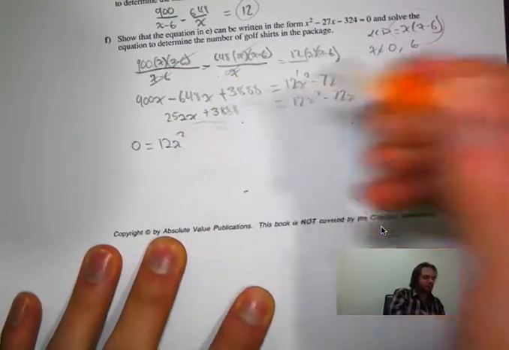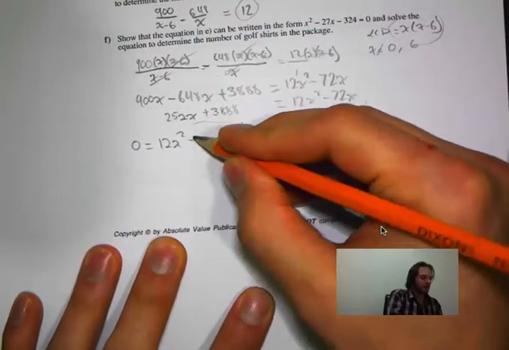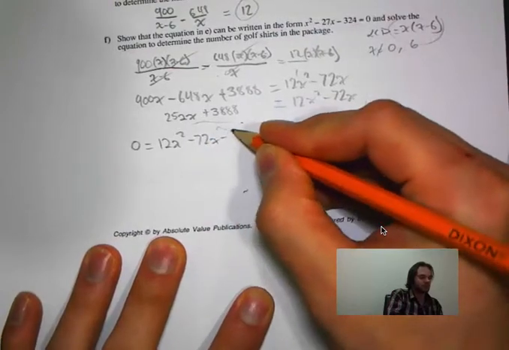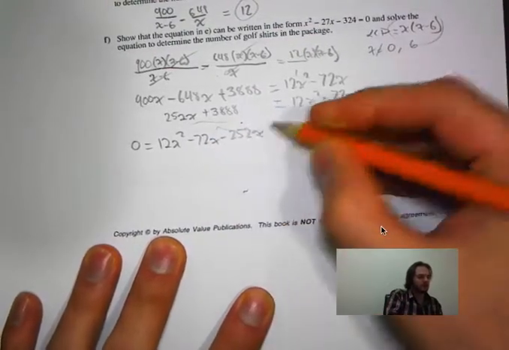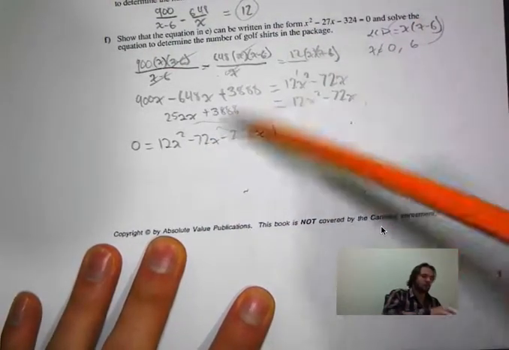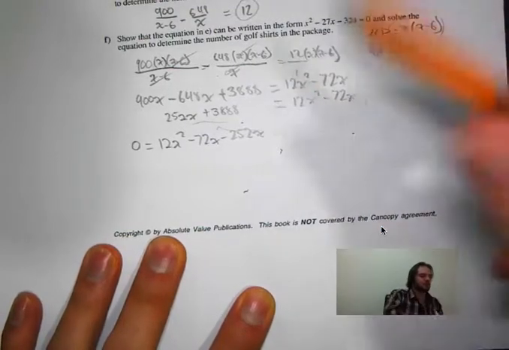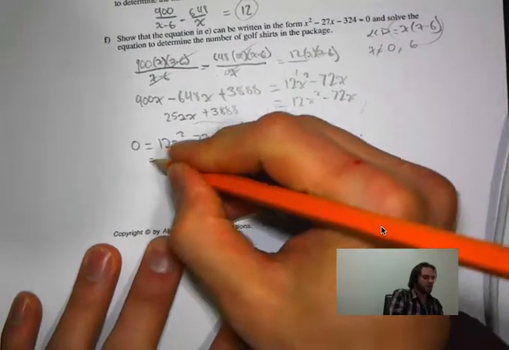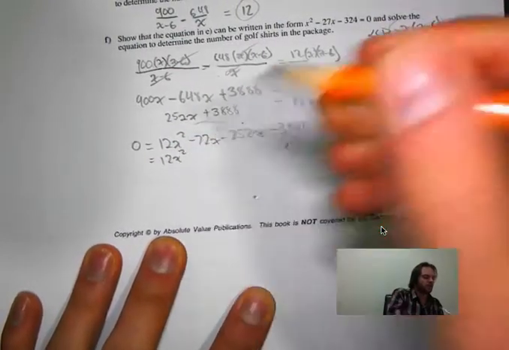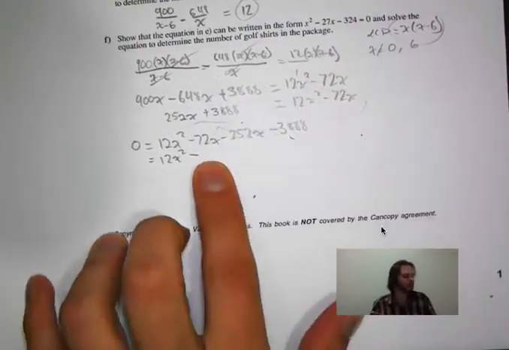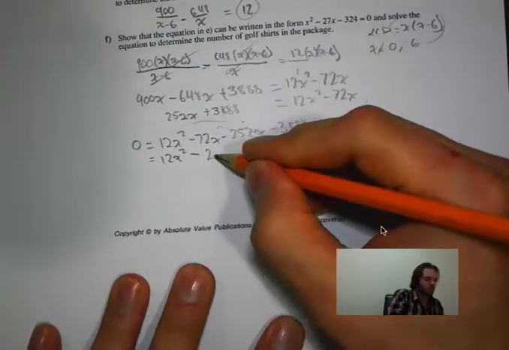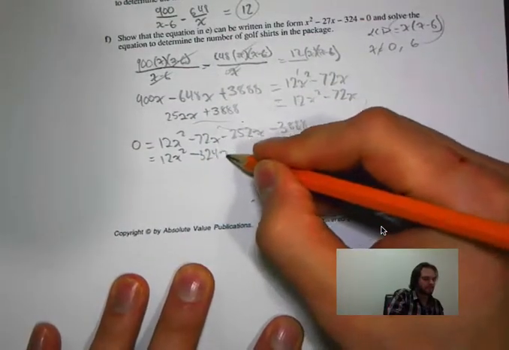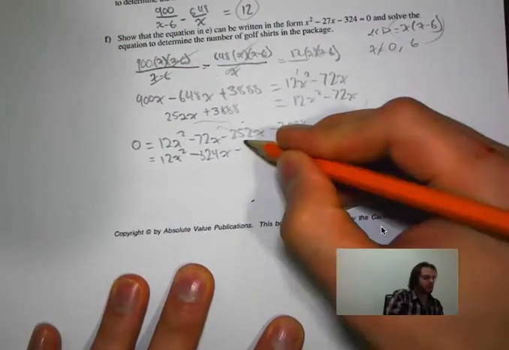12x squared, and then we have minus 72x minus 252x, and we have, oops, that's going to be subtract 3,888. Okay, so we're left with 12x squared, and we have minus 324 and minus 3,000.